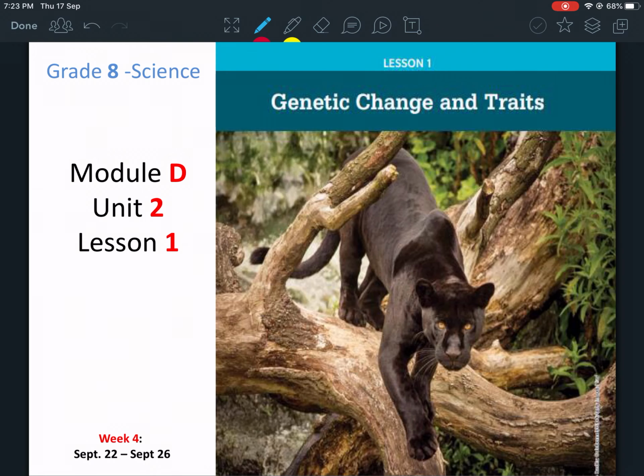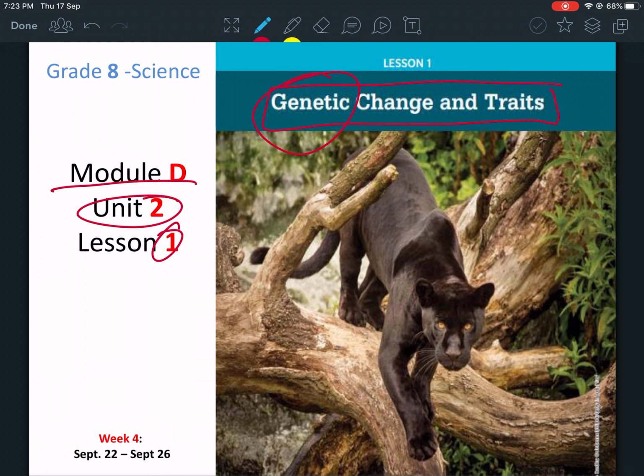So, welcome to this new lesson. This lesson is in Module D. We're still in Module D, but now we're in Unit 2. And this is the first lesson in Unit 2. And it's called Genetic Change and Traits.